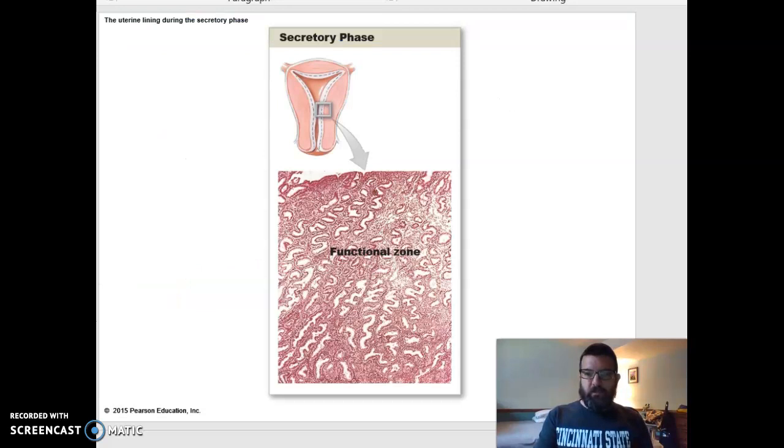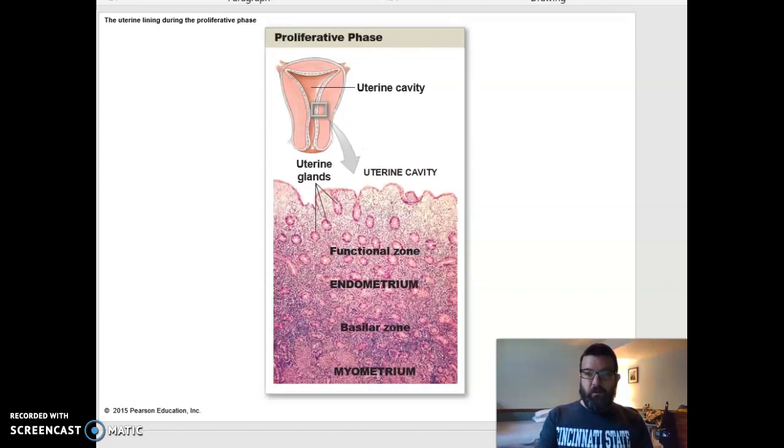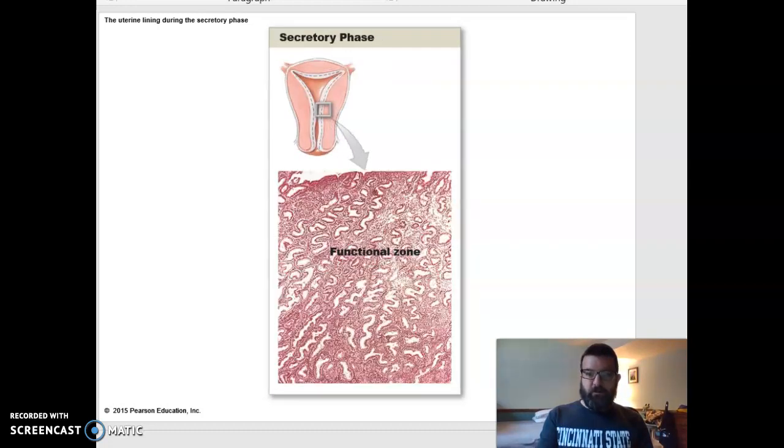So this is what that looks like. And you can see all this extra nutritious, delicious fluid in here. So again, we'll compare this to menses, proliferative phase, and then our secretory phase. And at this point, you are ready for an implantation event.